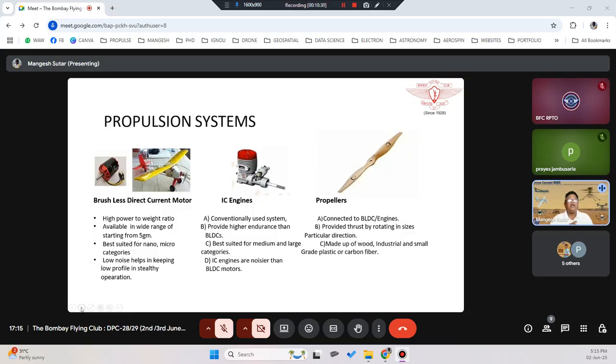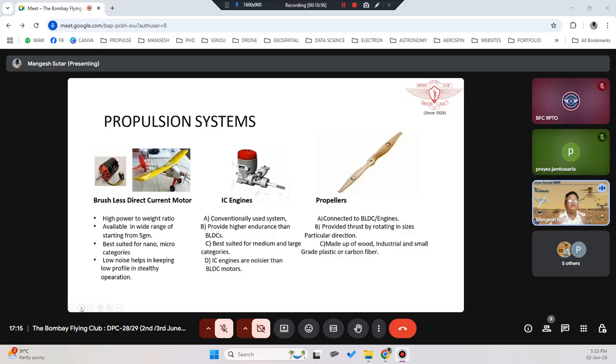Okay, IC engines provide higher endurance than BLDC, because that's why if you see the Predator drones or the drones which are flying for more than an hour, maybe 8 hours, 10 hours, 24 hours, 48 hours, they are using IC engines. Without an IC engine, you cannot fly a fixed wing for that much endurance. If you think of using a brushless DC motor, it is next to impossible.